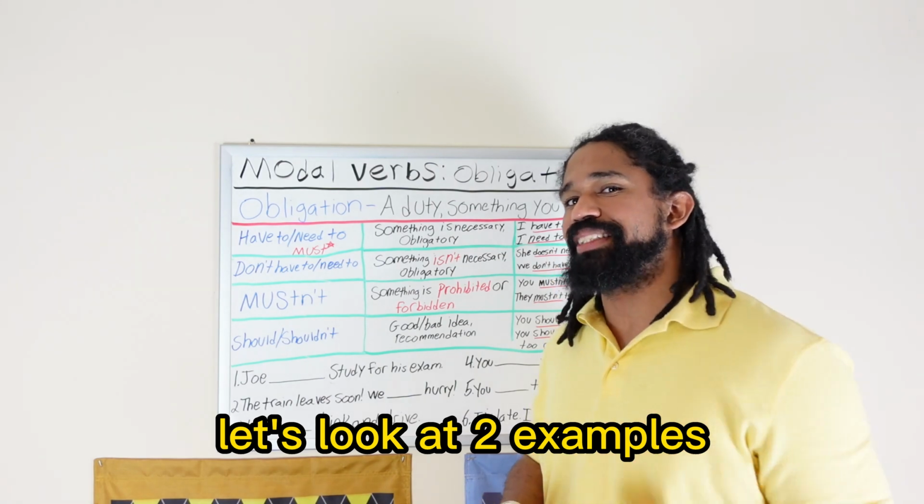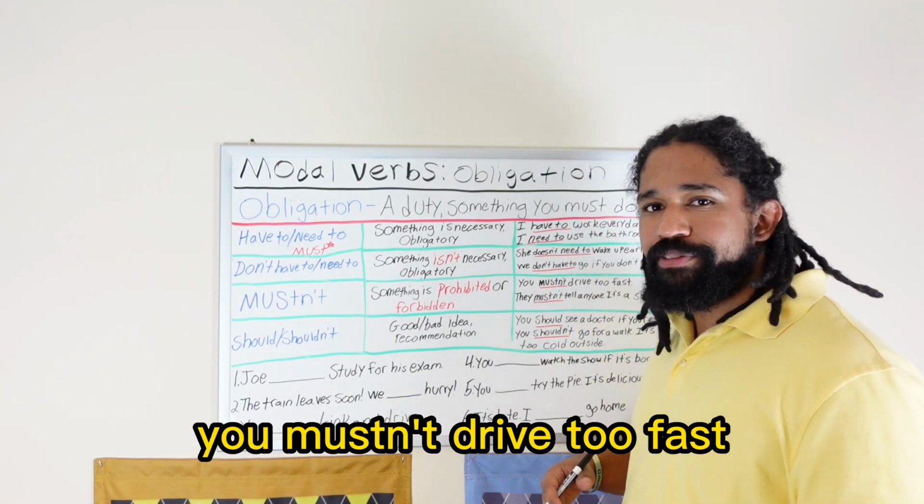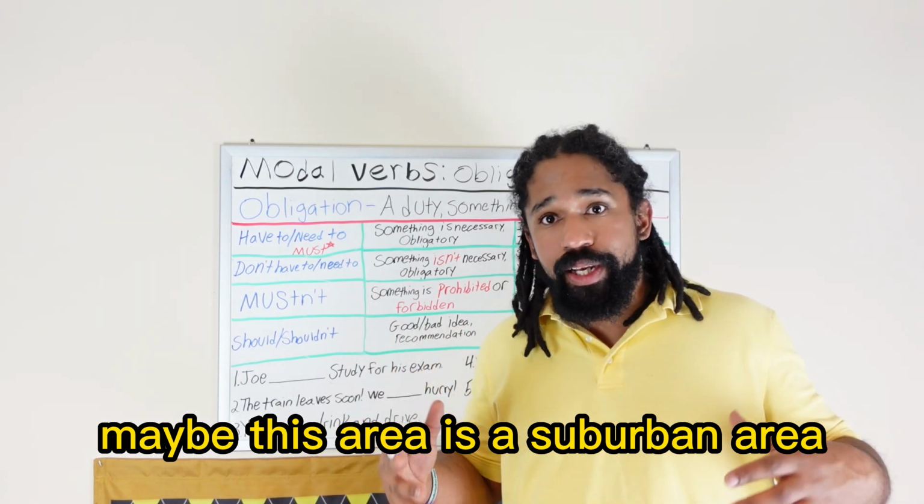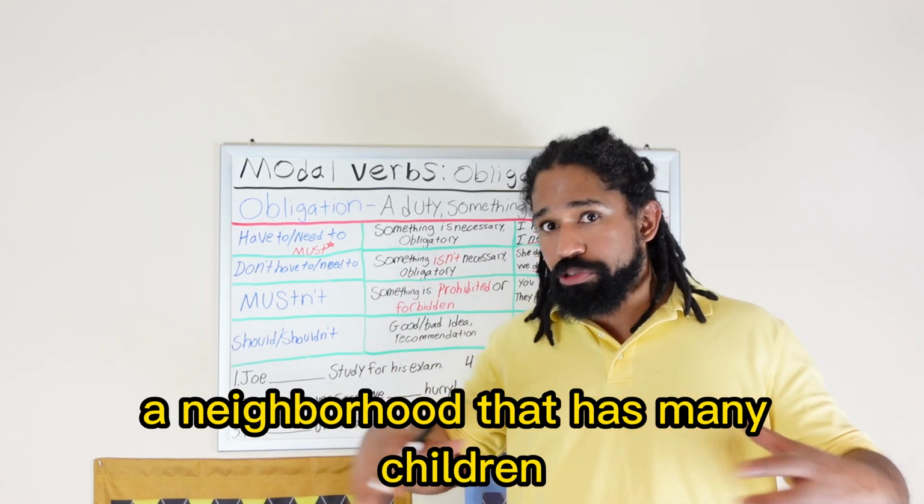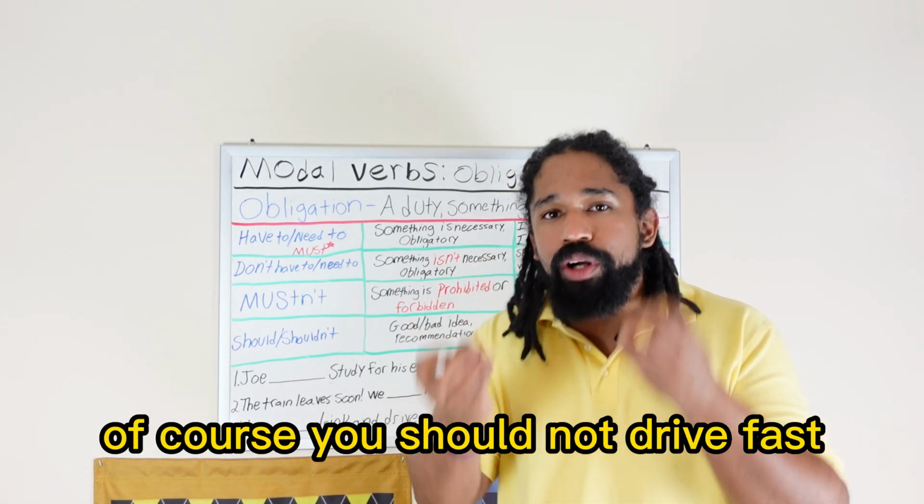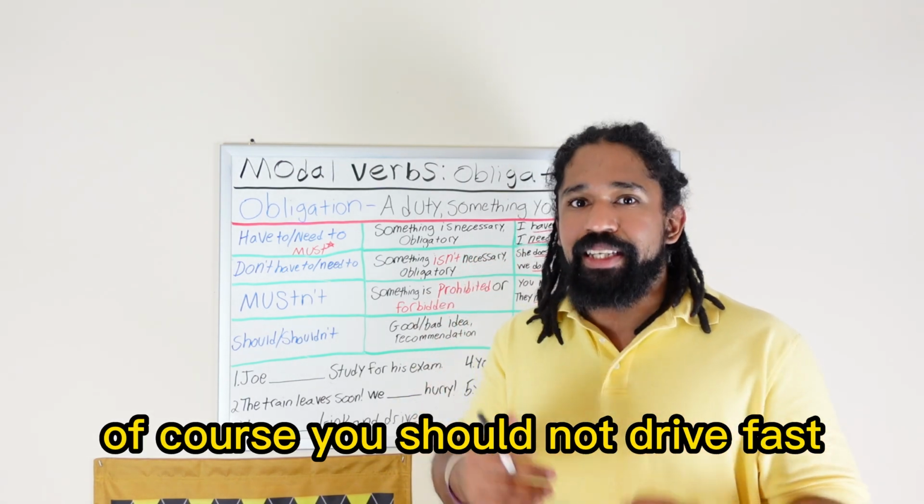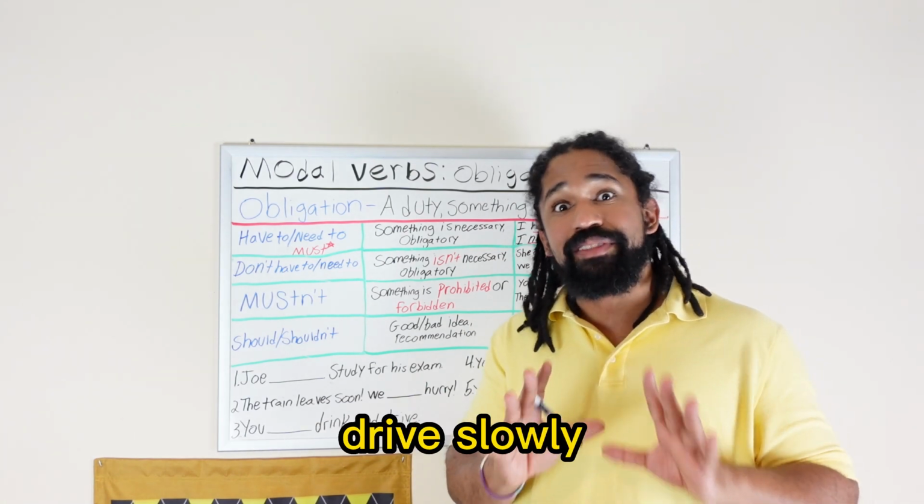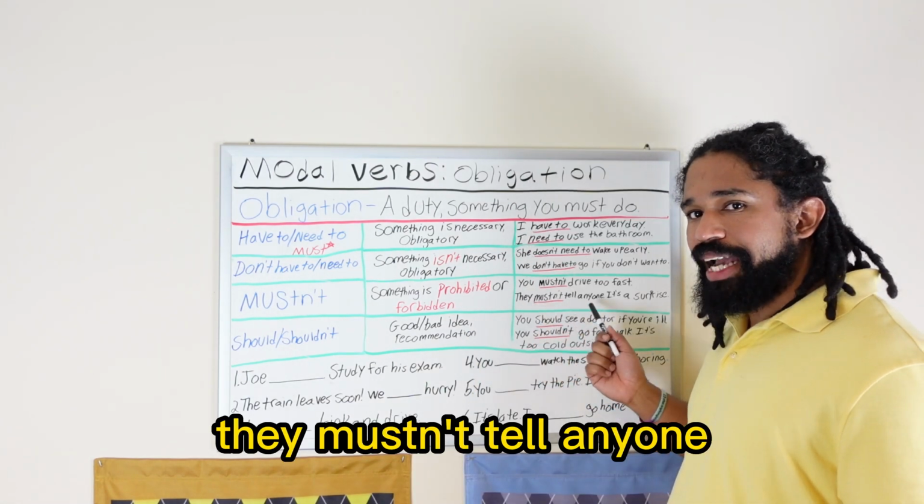Let's look at 2 examples. You mustn't drive too fast. Maybe this area is a suburban area, a neighborhood that has many children that play in the street. Of course, you should not drive fast. It's very bad. You can hurt someone, so you mustn't do this. Drive slowly.